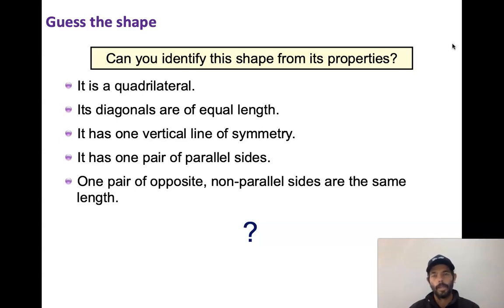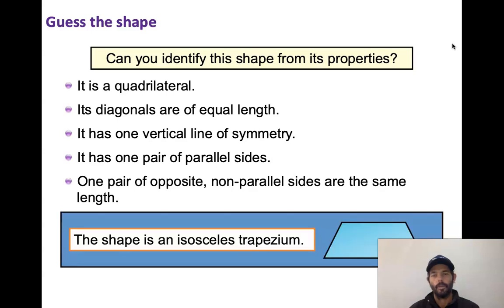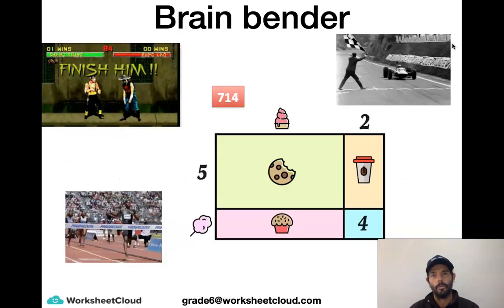And I'll give you a couple of seconds. Your shape is an isosceles trapezium, and remember it's the only trapezium that has, in this case, one vertical line of symmetry. Okay, so that's your quadrilaterals for the day, possibly a recap from previous work, but important that we get that done before we move on to more geometry and more shapes.